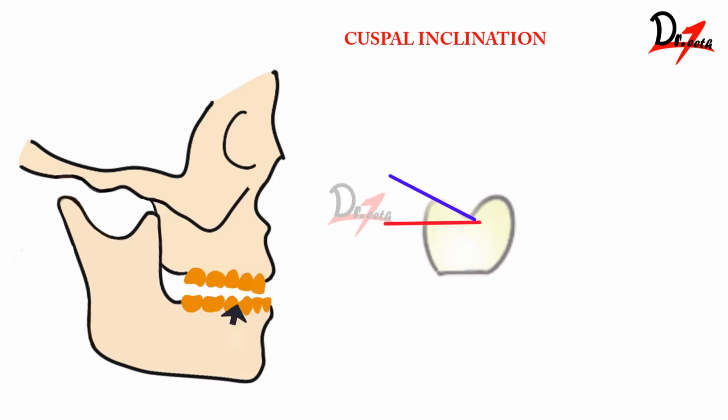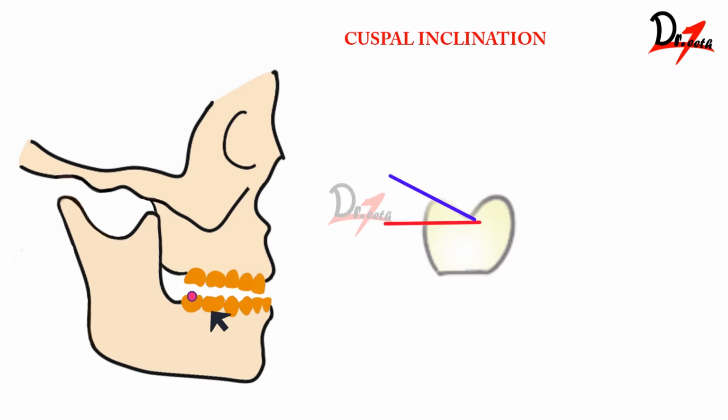Now let us consider these two teeth. Now this second molar is closer to the condylar guidance compared to this one, right? So the closer a tooth is located to the condylar guidance, the more influence it will have on it, okay? So this condylar guidance will have more influence on the cuspal inclination of this tooth compared to this tooth.